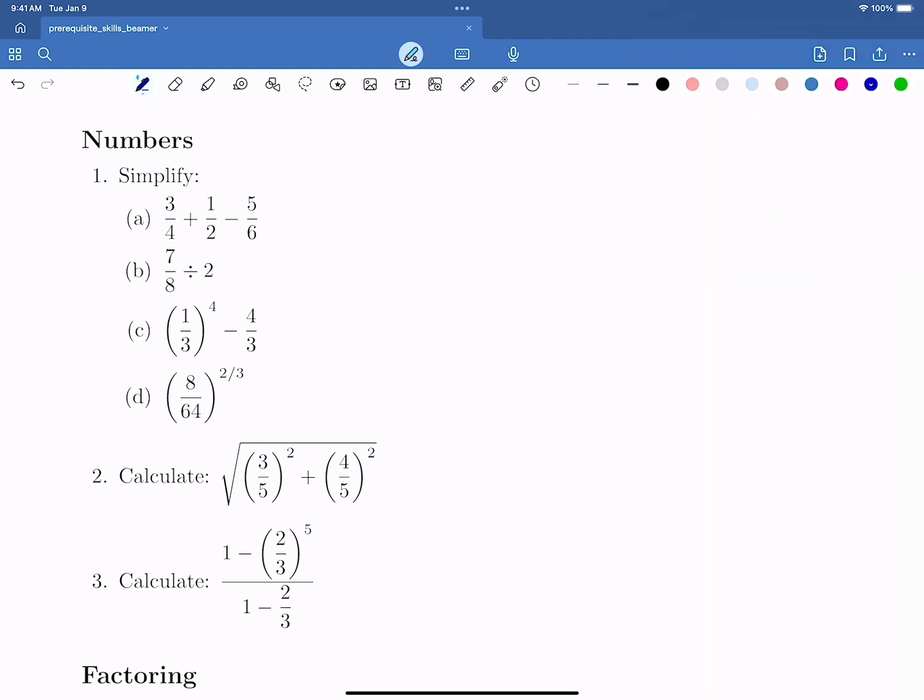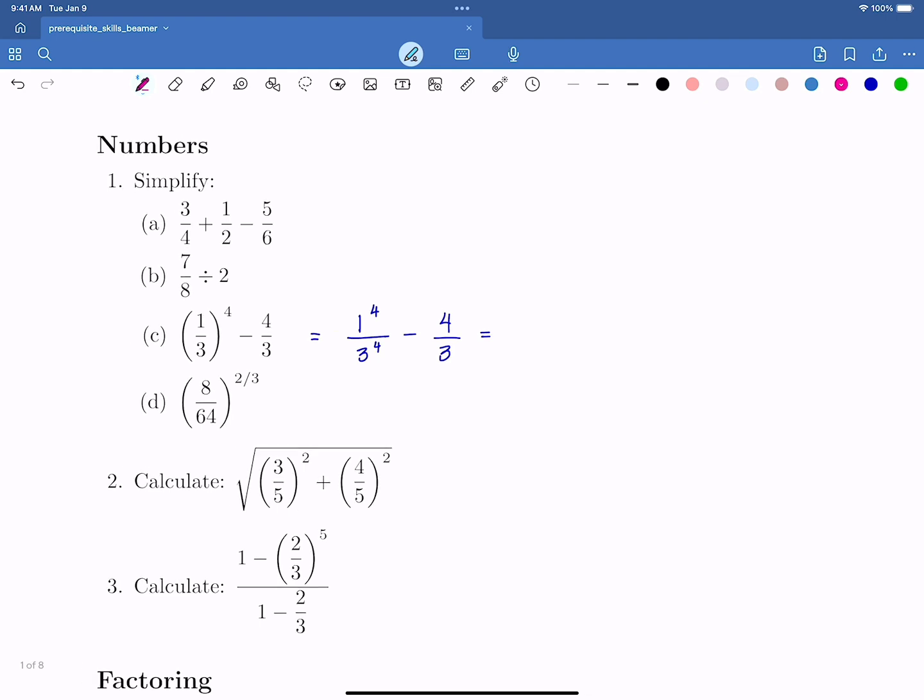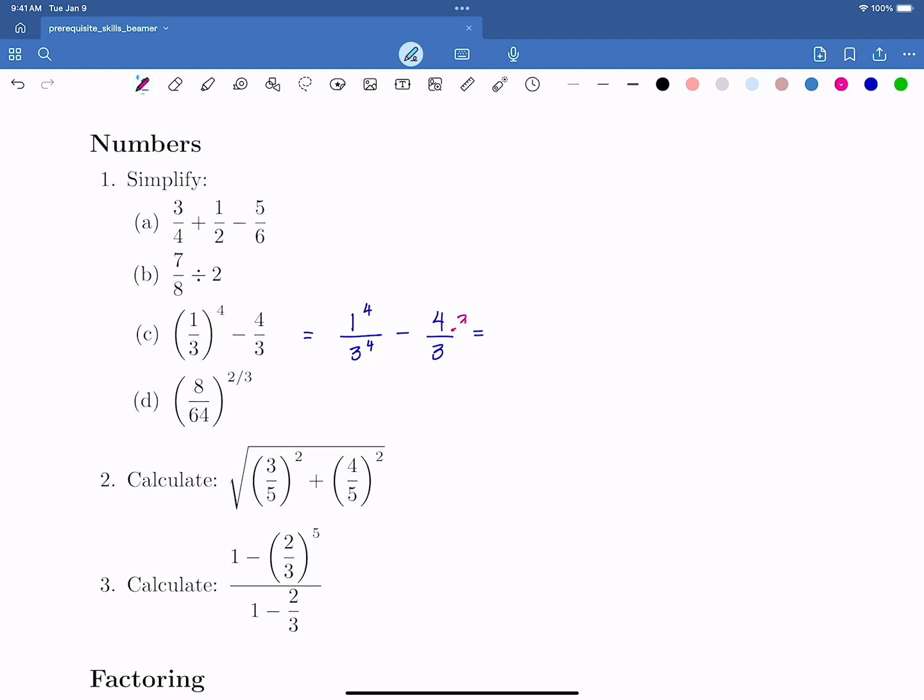For the next problem, we have 1/3 raised to the power 4. Then we're going to subtract 4/3. So 1/3 raised to the power 4 is the same as 1 raised to the power 4 divided by 3 raised to the power 4 minus 4/3. So we have some options here. What I'm going to do is get a common denominator, and I'm going to do that by multiplying my second fraction by 3 cubed.